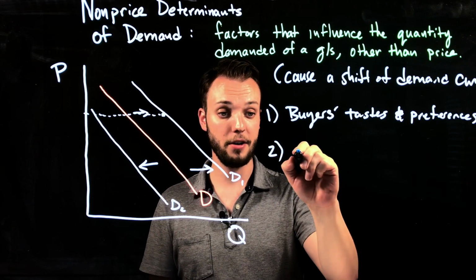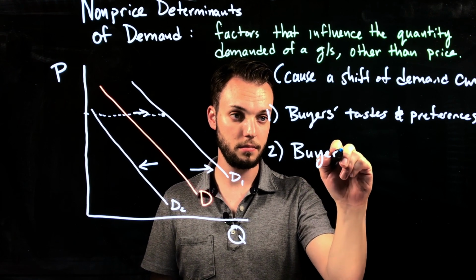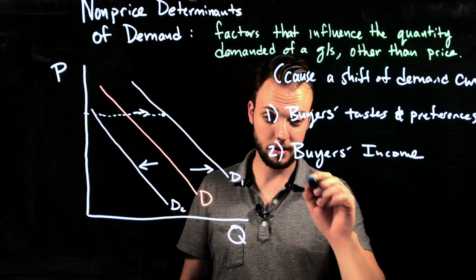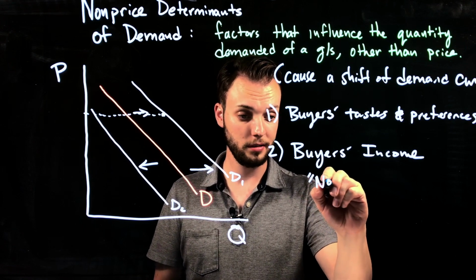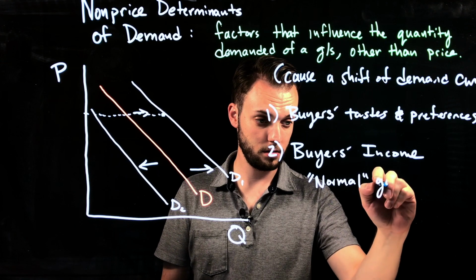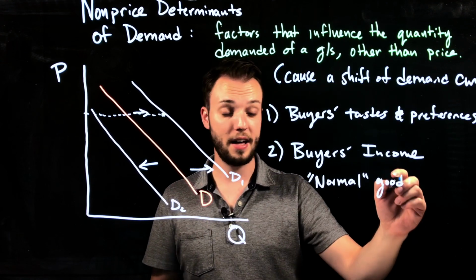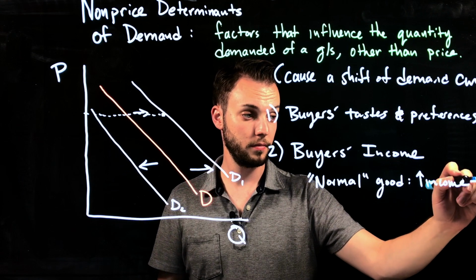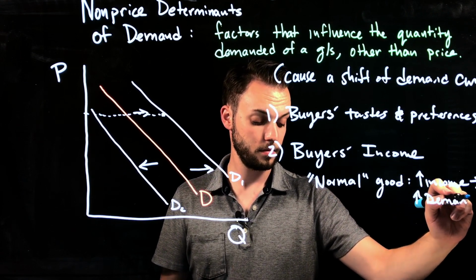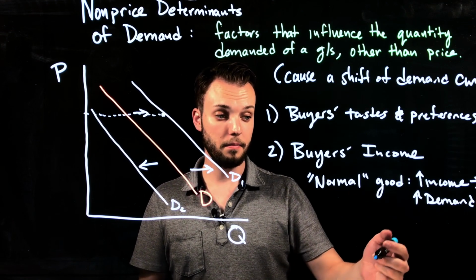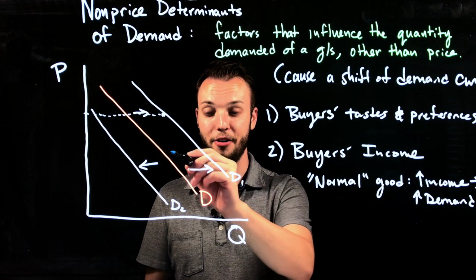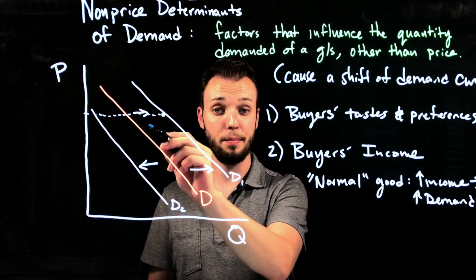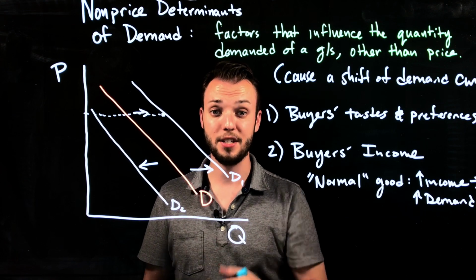Another thing could be buyer's income. Okay, so this could be, for instance, for most, or what we call a normal good, we'd expect that an increase in income is going to lead to an increase in demand. Okay, so buyers have more purchasing power and they're able to buy more goods. So they demand more goods in general, and that's not because of the price of individual goods. It's that there's more buyers with the means to purchase goods.